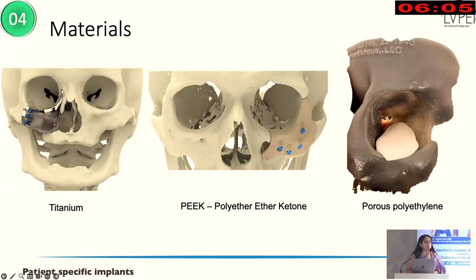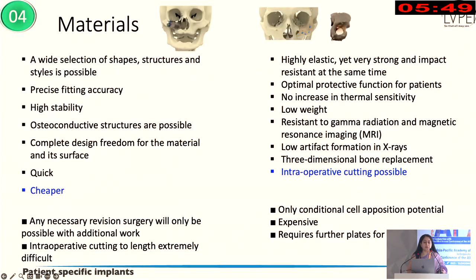The materials that are available are largely titanium, polyether ether ketone (PEEK), and porous polyethylene. Also, these days, bioresorbable implants like polycaprolactone are available for you to craft as a patient-specific implant. Titanium is a rigid implant and gives excellent structural stability, but if that patient-specific implant needs further contouring intraoperatively, it's very difficult with titanium.